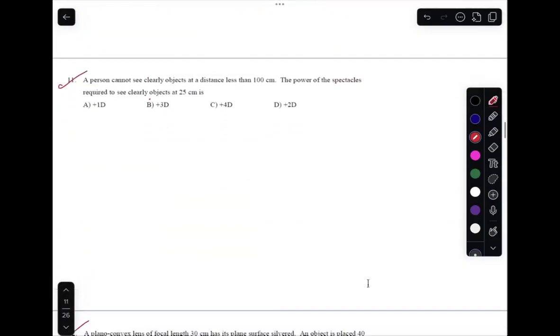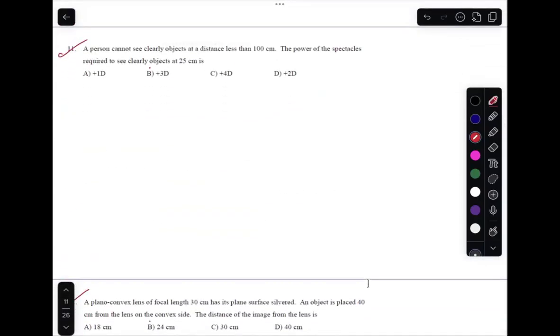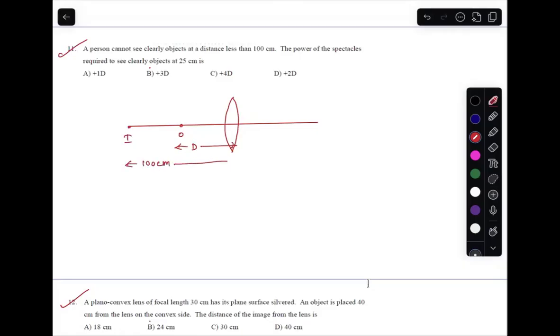Next. A person cannot see clearly objects at a distance lesser than 100 centimeters. The power of the spectacles required to see clearly the object at 25 centimeters is. That's what you want, right? Fine. It requires a convex lens for this purpose. One more important point: the object is placed at the least distance of distinct vision. The image is expected to form at his near point, which is 100 centimeters.